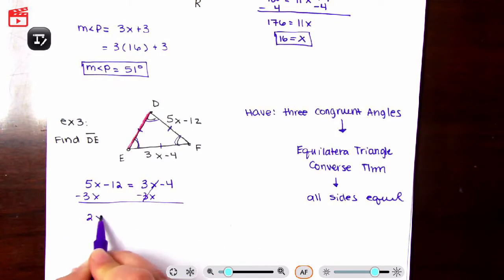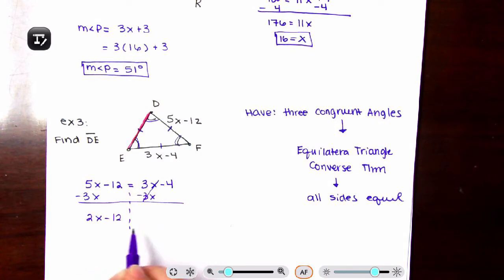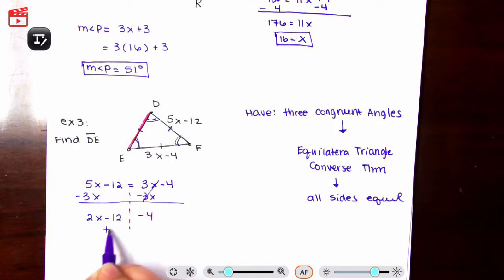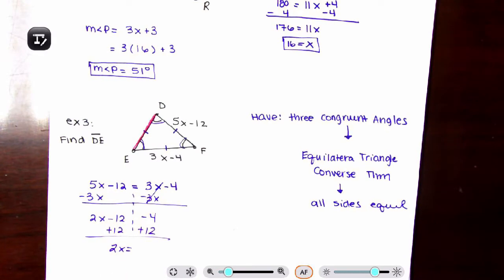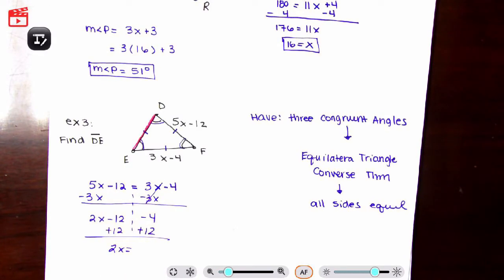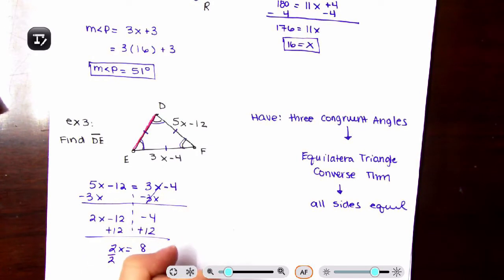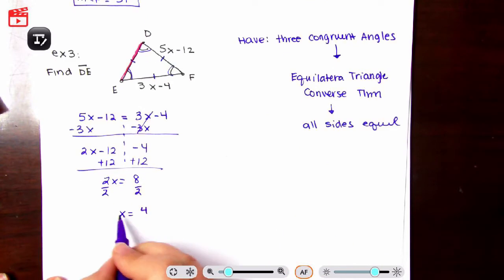I have 2x minus 12. Get my dotted line here to separate out my equation. Plus 12, plus 12. 2x is equal to negative 4 plus 12, and that is 8. Divide by 2, divide by 2. X is then equal to 4.